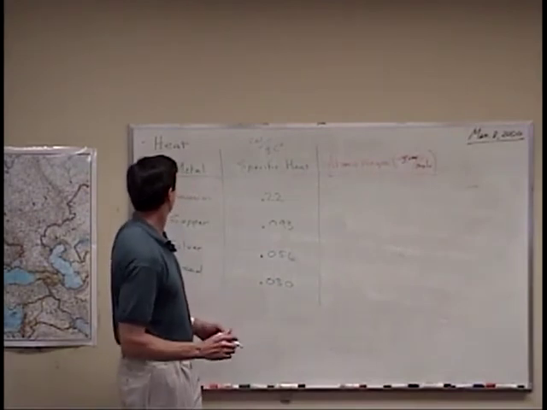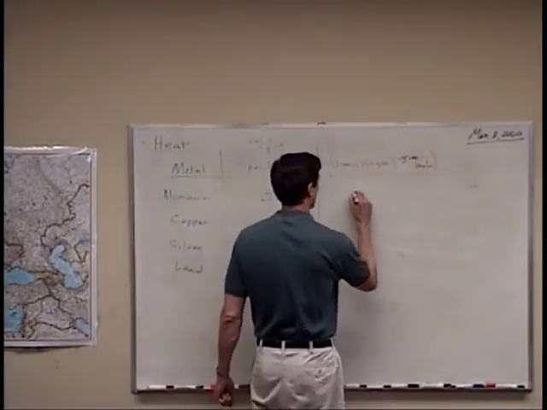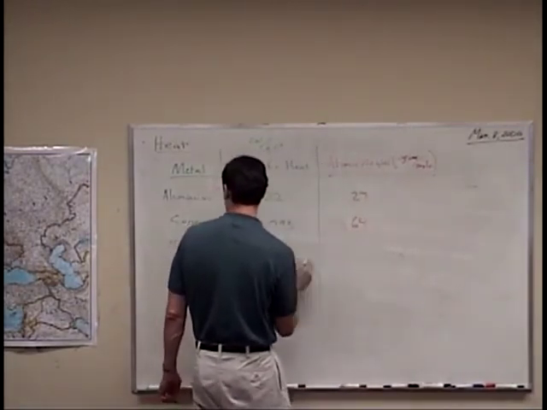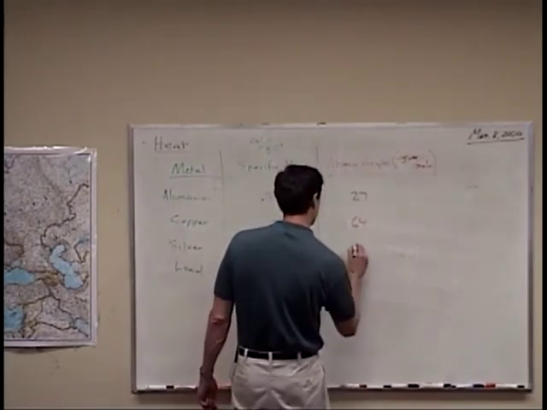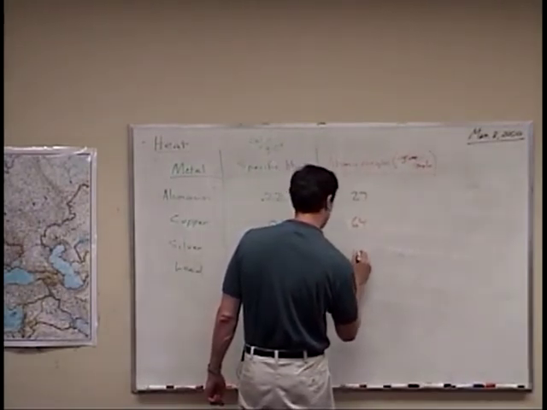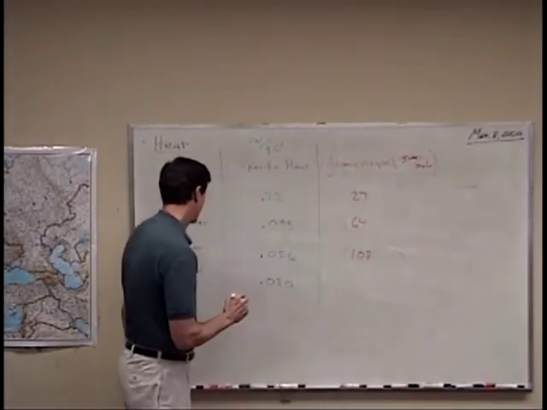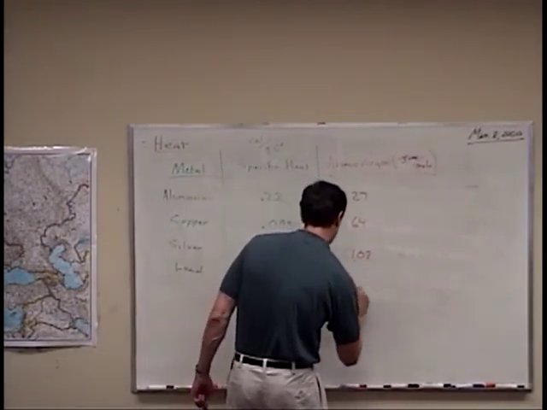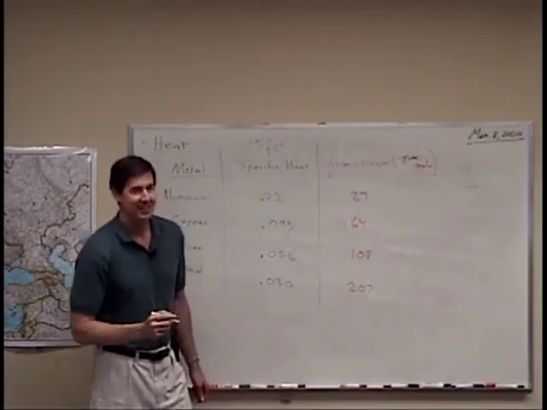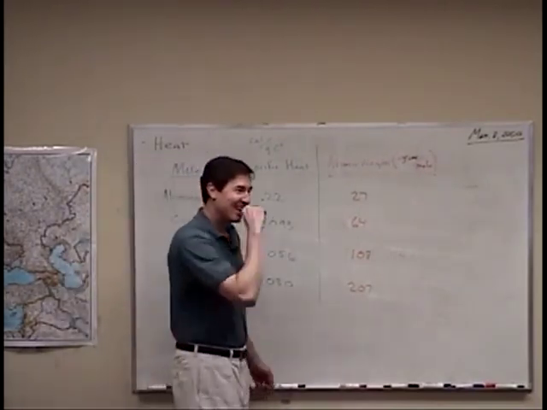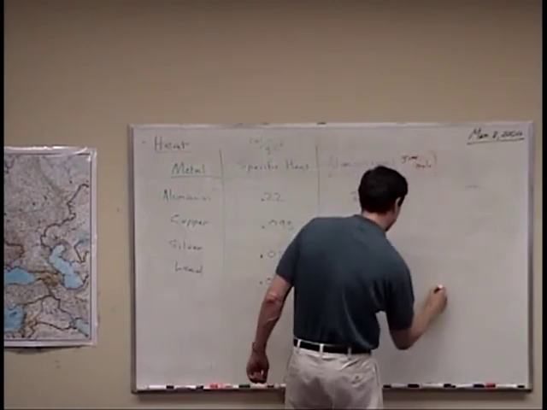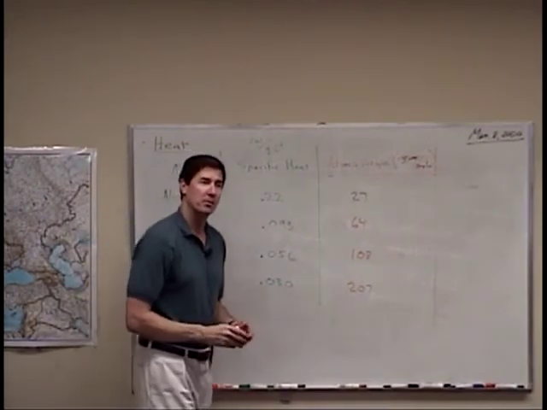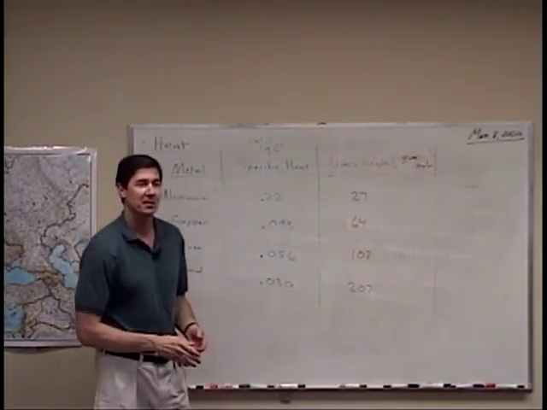Now, let's see if I can remember these numbers. Aluminum was 27, copper was 64, silver was, I believe, 108. And actually, lead I got wrong this morning. It's 207, not 208. I looked it up. I can't believe nobody caught that mistake. I made a mistake and wrote 208 this morning when I should have written 207.